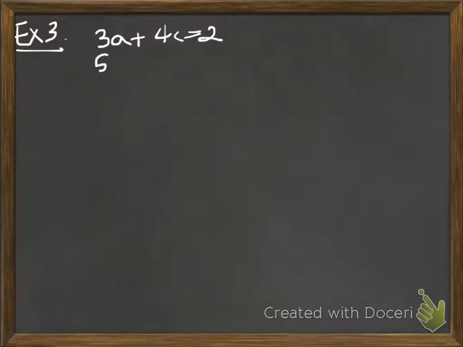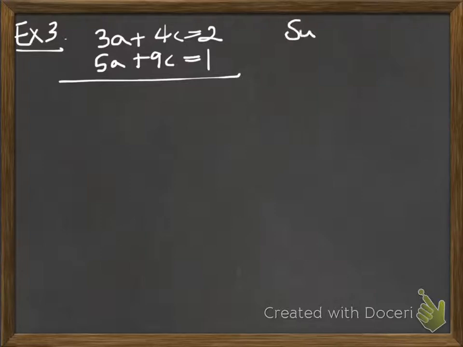Okay, example 3. We have 3a plus 4c is equal to 2, and 5a plus 9c is equal to 1. Now, you can do this one of two ways. I'm going to show you a new way here where we're going to do subtraction. I don't recommend this because I feel like once students get the hang of addition, you can stick with that. But we can call this subtraction.